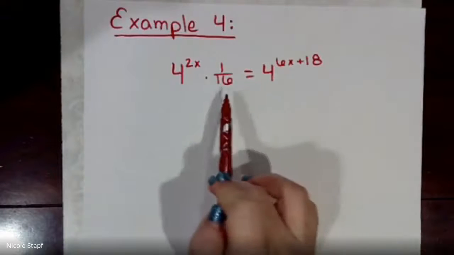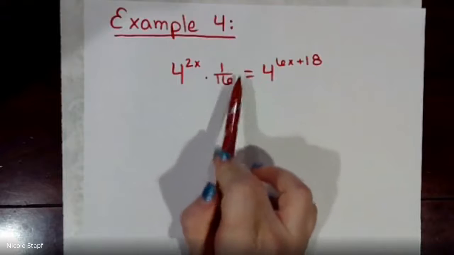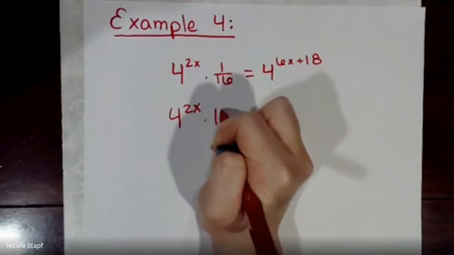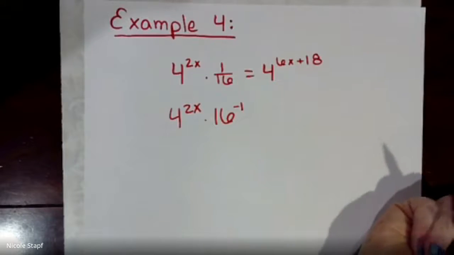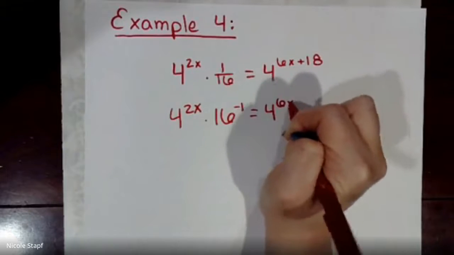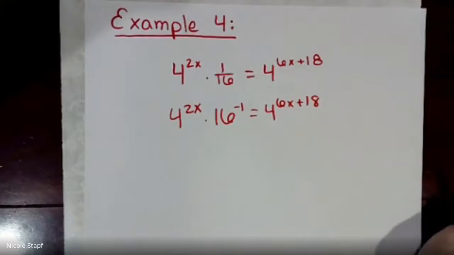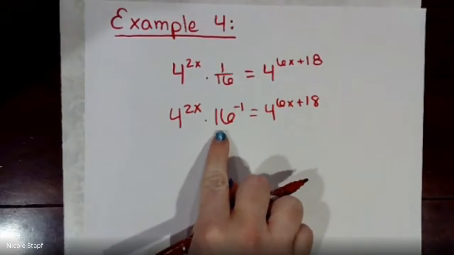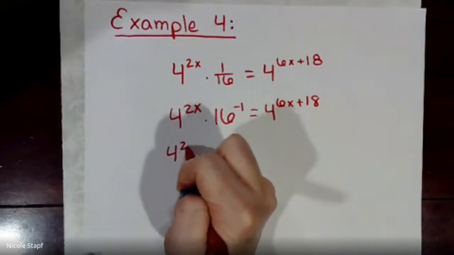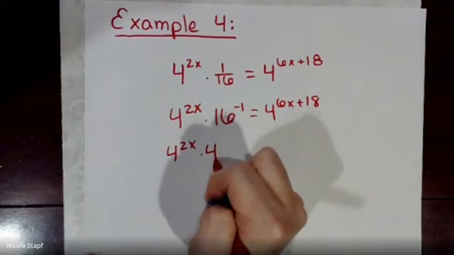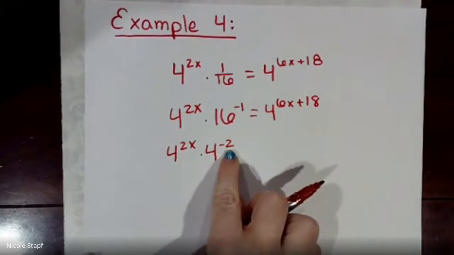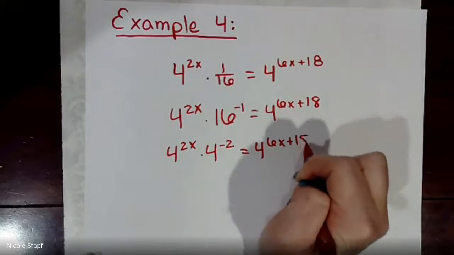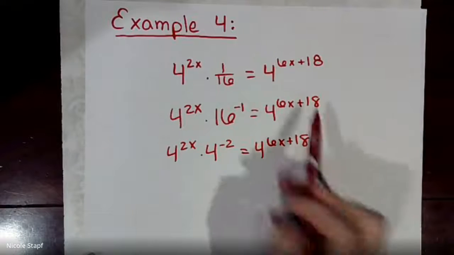So the first thing I'm going to do is deal with this 16. I can deal with this 1/16 pretty easily. I can rewrite this as 4 to the 2x times 16 to the -1 power equals 4 to the 6x plus 18. Now, I want these common bases. So I'm going to rewrite this 16 as 4 to the -2, because 4 squared gives me 16. So 4 to the 2x times 4 to the -2 equals 4 to the 6x plus 18.